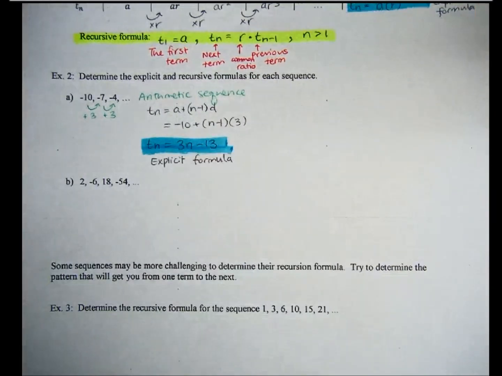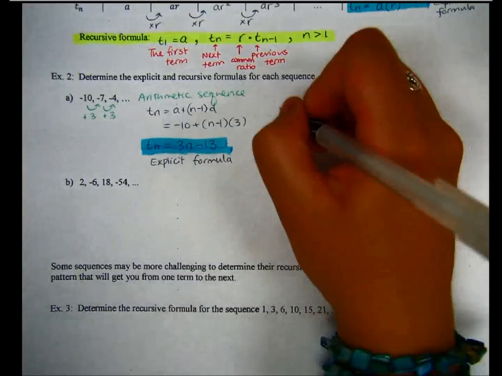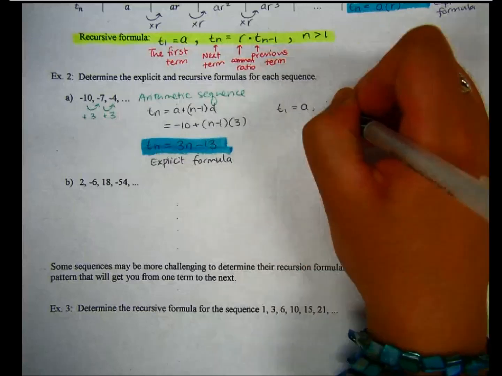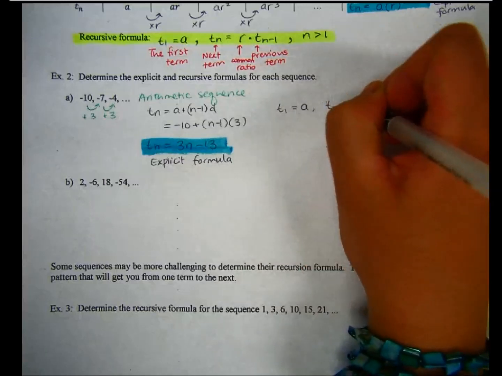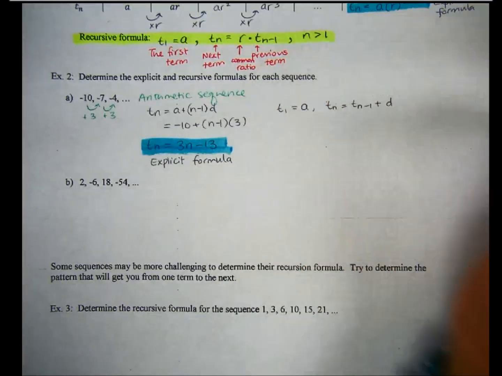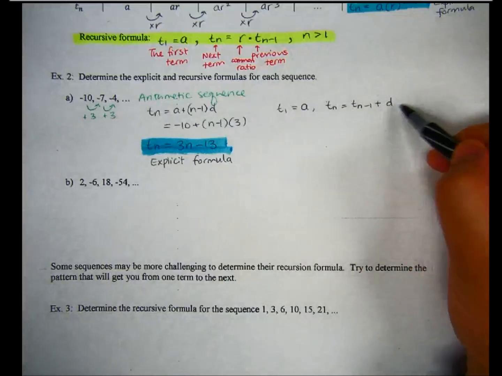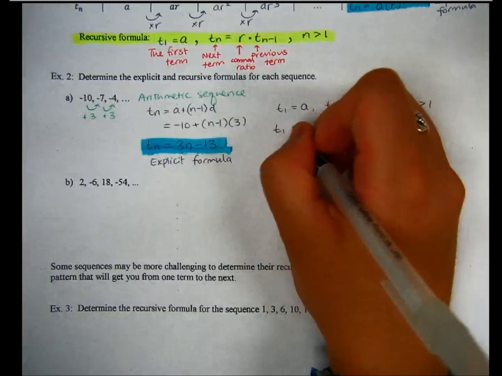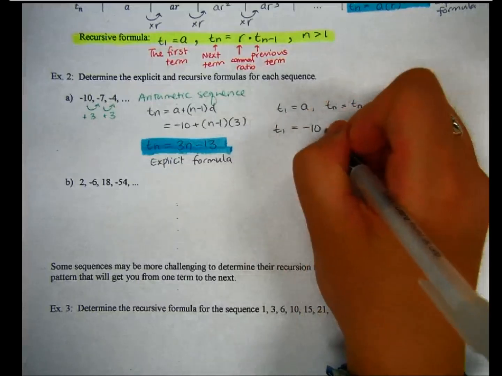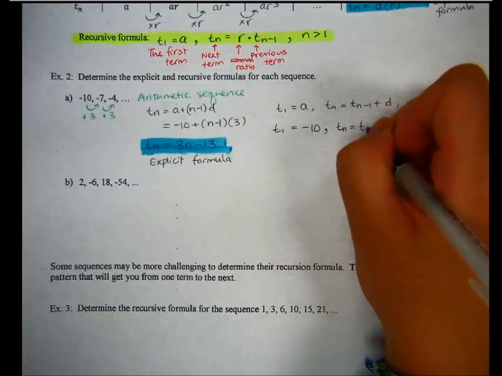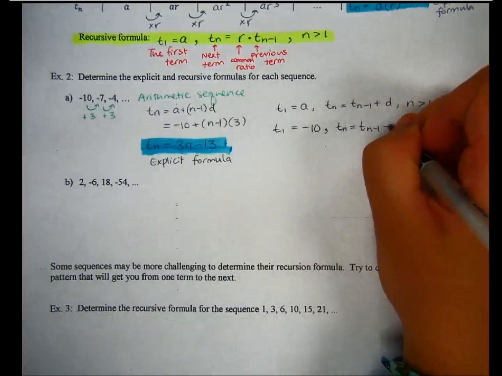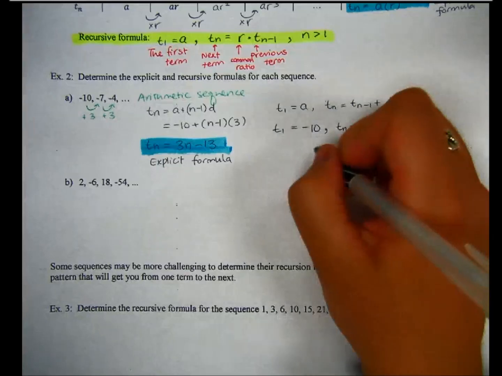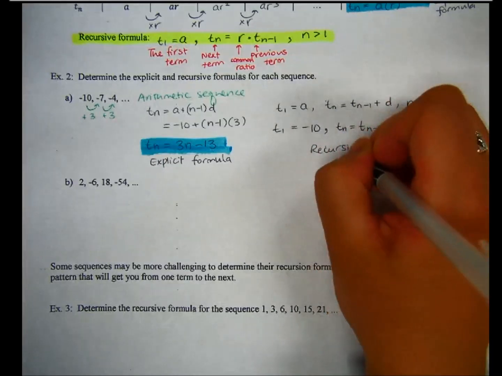Refer back to the bottom of page 1 if you need to. The recursive formula for an arithmetic sequence is T1 equals a, and Tn is equal to Tn minus 1 plus d. So the next term is equal to the previous term plus the common difference. N is greater than 1. So just plug in everything, and you're done. So T1 equals negative 10. Tn is equal to Tn minus 1 plus the common difference 3. N is greater than 1. And that gives us our recursive formula.